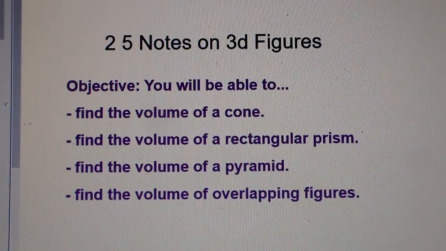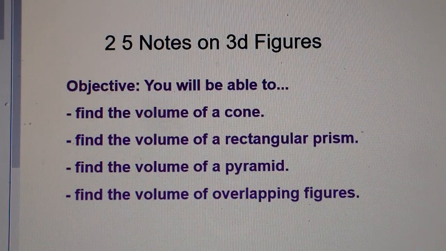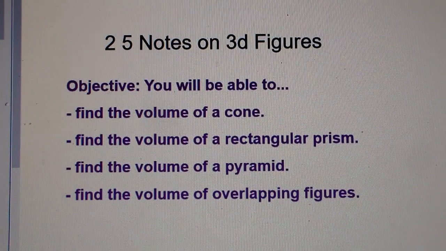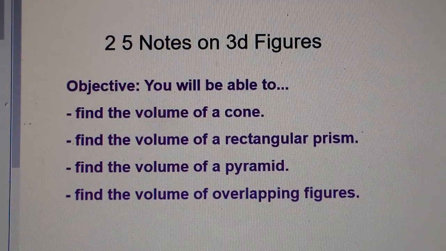Alright, these are notes on 2.5, notes on 3D figures. Objectives: you'll be able to find the volume of a cone, find the volume of a rectangular prism, find the volume of a pyramid, and find the volume of overlapping figures.